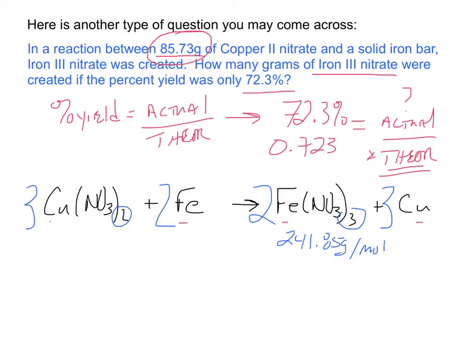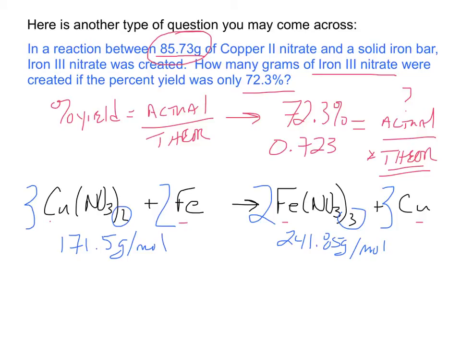Now I've been given 85.73 grams of copper 2 nitrate, so I need to figure out its molar mass. By adding up 1 copper, 2 nitrogens, and 6 oxygens, I come up with 171.5 grams per mole. So now I can start to do my problem.